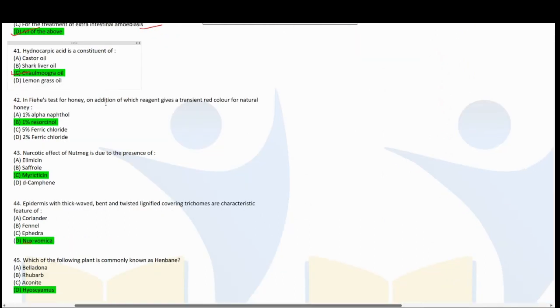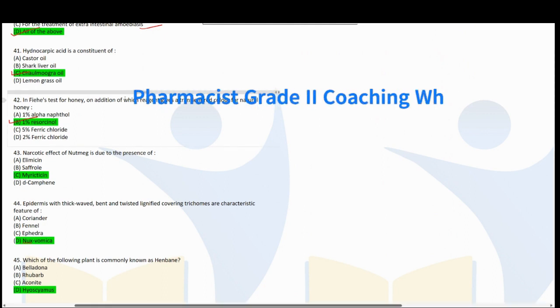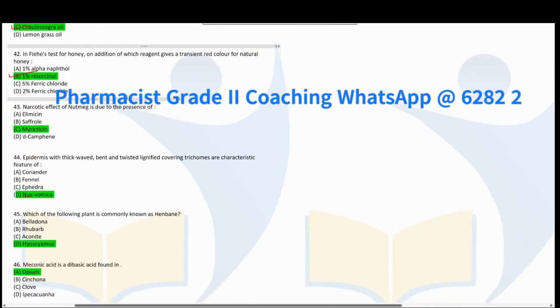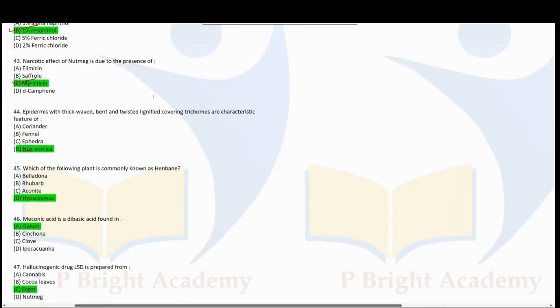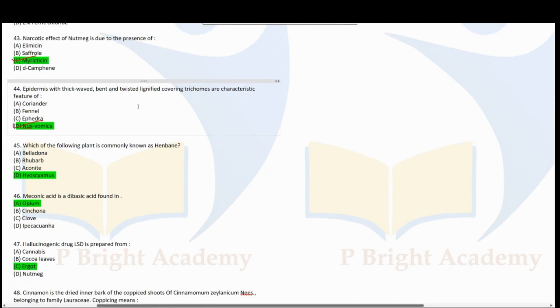In Fiehe's test for honey, on addition of which reagent does natural honey give a transient red color? Option B, 1% resorcinol. Right answer. The narcotic effect of nutmeg is due to the presence of myristicin. Right answer. Epidermis with thick, wavy, bent, twisted, lignified covering trichomes are the characteristic of Nux vomica. Option D. Right answer.